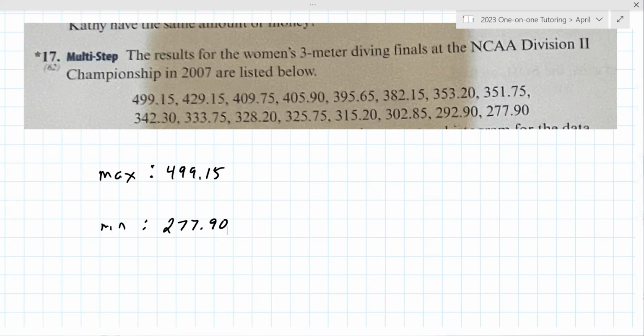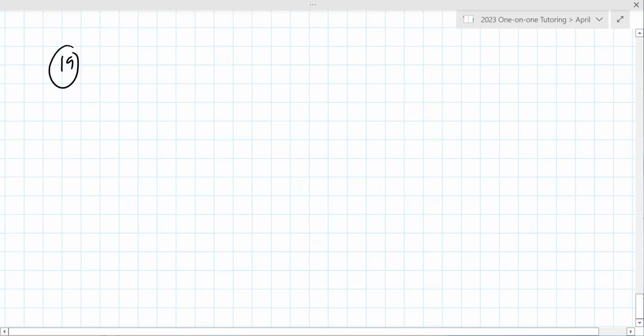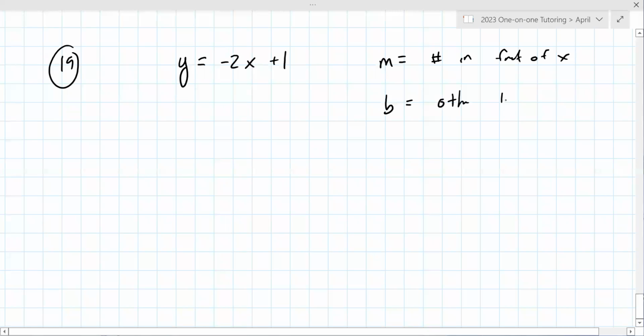All right, let's jump back to the previous page here. Let's do some like 19. Let me first start off by giving you, let's say I wrote something like this: y equals minus 2x plus 1. The slope is always the number in front of x. And the b value, the intercept, is always the other number. So the slope for this problem is -2, and the b value is 1. Slope is the number in front of x. The b value is the other number.